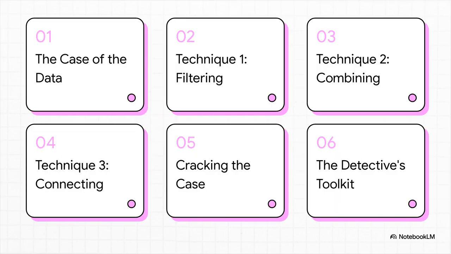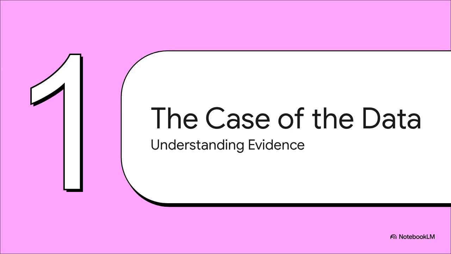All right, here's our game plan. We'll start with the case of the data, just to get a feel for our evidence. Then we'll get into our three main techniques: the magnifying glass, combining clues, and connecting evidence. After that, we'll put it all together to crack the case, and we'll finish up with a look at our complete detective's toolkit.